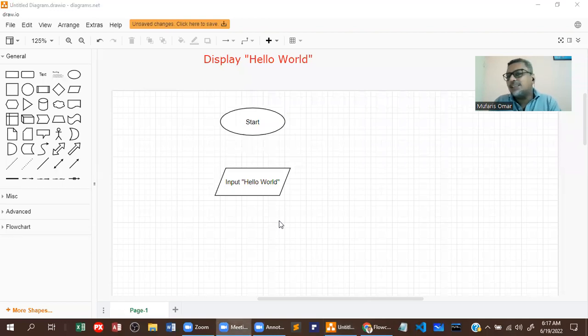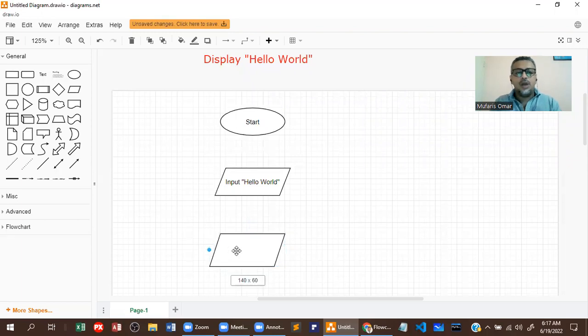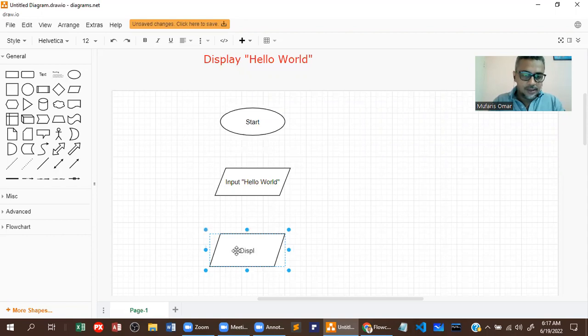What is the process here? There's no process in this case, especially. We just want to display. So again, for display, we have to use the same symbol. So we write that one, the same parallelogram, right? Now we say display, what is that? Hello world.